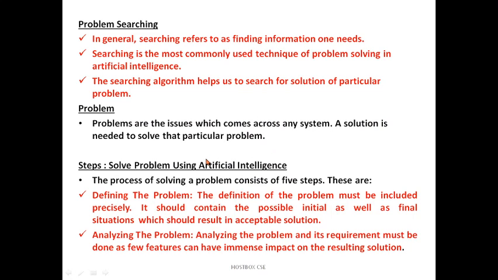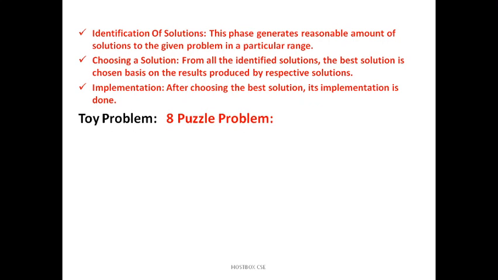Here I explain defining the problem: the definition of the problem must be included precisely. It should contain the possible initial as well as final situations which should result in an acceptable solution. Moreover, analyzing the problem and its requirements must be done, as a few features can have immense impact on the resulting solution. Then identification of solutions: this step generates a reasonable amount of solutions to the given problem in a particular range. Choosing a solution: from all the identified solutions, the best solution is chosen based on the results produced by the respective solutions. At last, implementation: after choosing the best solution, it is implemented.